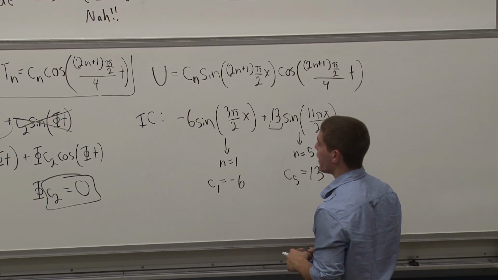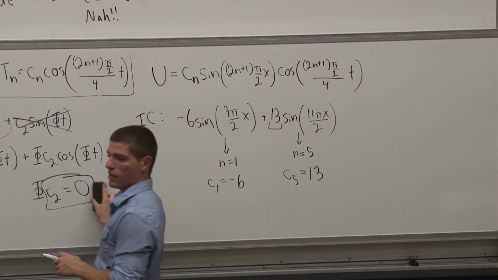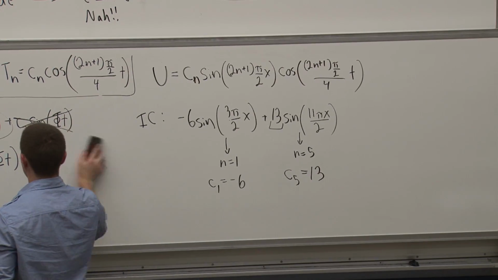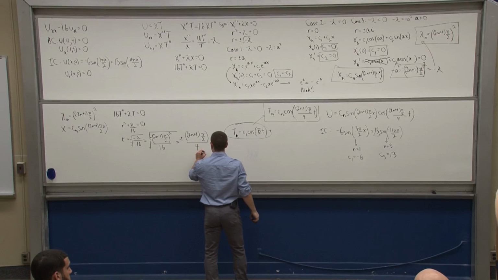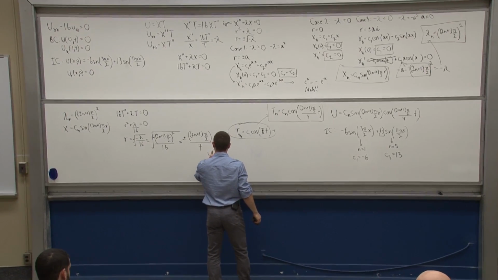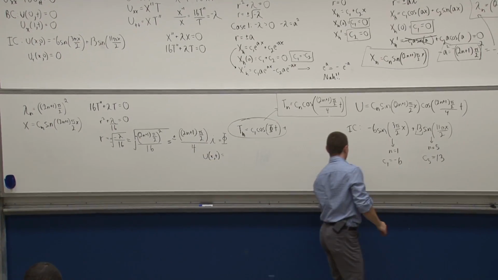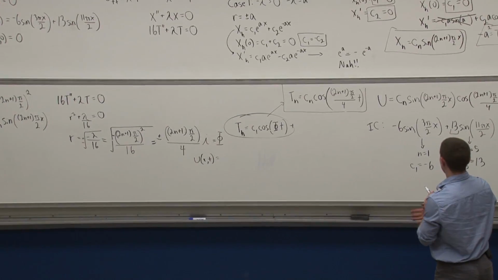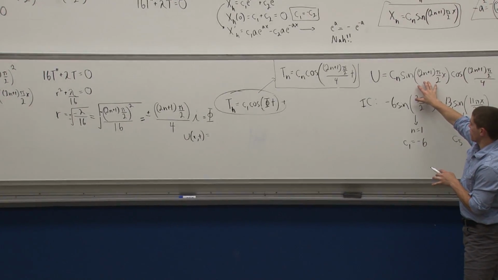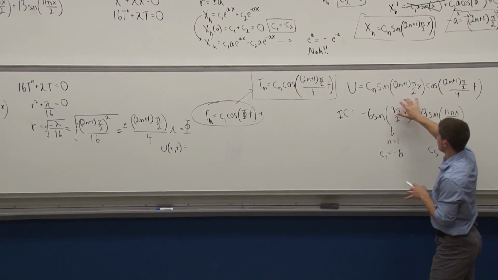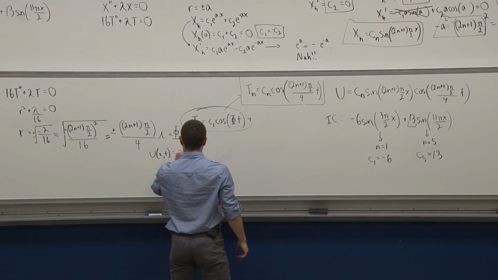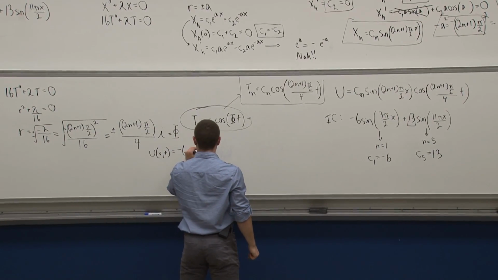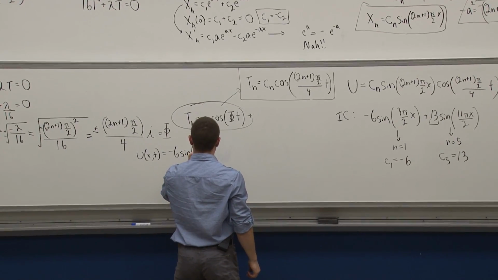So I'm going to rewrite the entire answer. I'm going to erase this. If it's okay if I erase this in the middle, yeah, I'm going to do it anyway. All right. So rewrite the answer. So we have u of x,t equals. We need to have these terms, this term and this term. So this term we have negative 6 sine of 3 pi over 2 x.